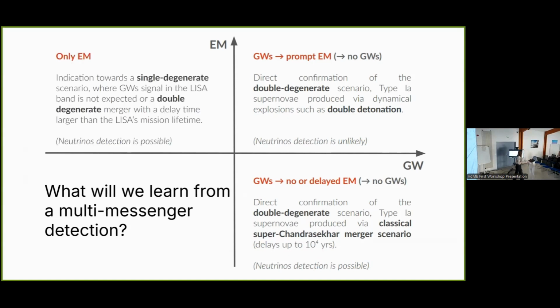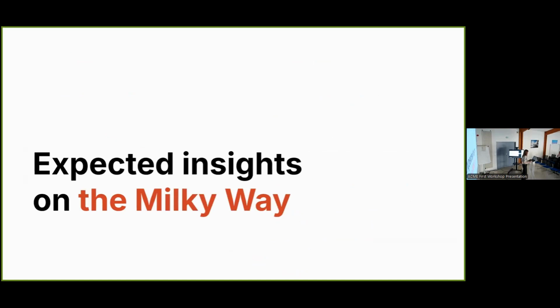And if we see only electromagnetic radiation, we are sort of where we are now. So this is not a double degenerate case, because otherwise we would see a disappearing LISA signal. Or it can be a double degenerate case, but with such a super long delay that we just missed it with LISA. And again, depending on the white dwarf mass, the neutrino association may or may not be possible.